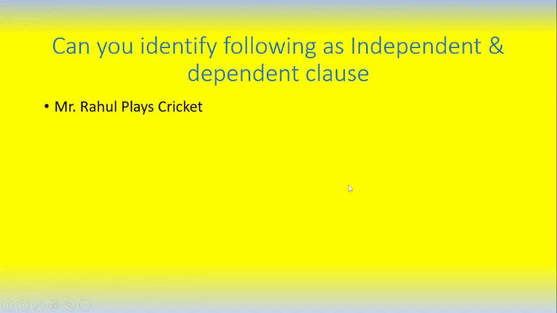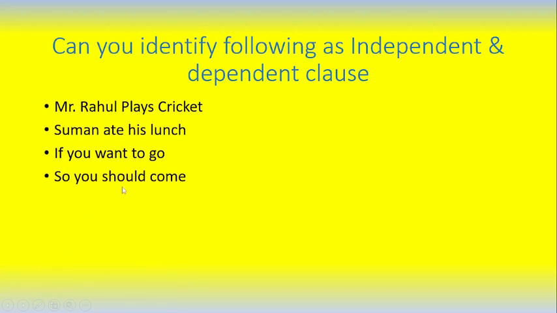Mr. Rahul plays cricket. See here, the sentence is complete. It gives a complete meaning, so it is an independent clause. Suman ate his lunch. Again, very complete. It gives a complete meaning about the sentence, so it is an independent clause. If you want to go, see, the sentence is not complete, so it is a dependent clause. So you should come. Again, the sentence is not complete. Partial sentence, so it is a dependent clause.